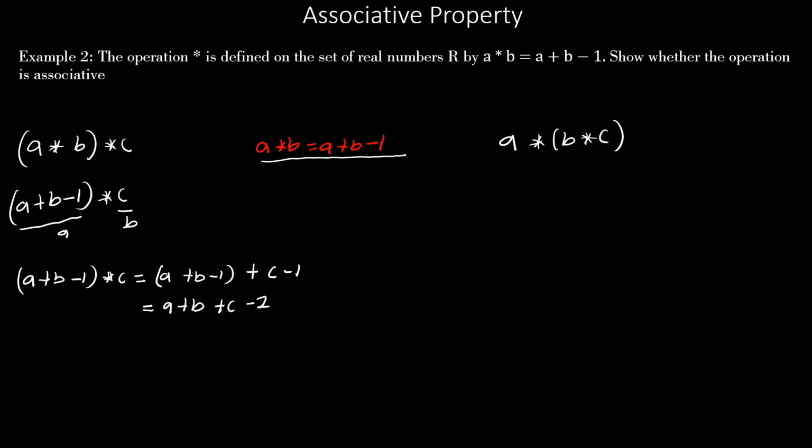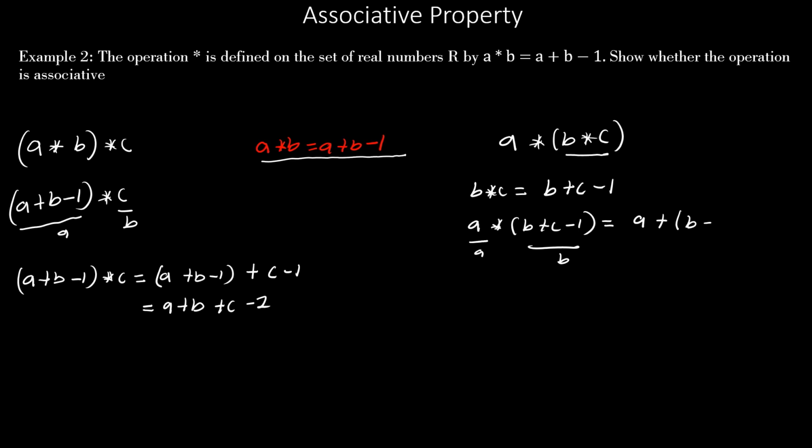So looking at the other part of the equation, we have A asterisk (B asterisk C). So firstly we look at B asterisk C. Here we have B asterisk C equal to B plus C minus 1. So now we have to look at A asterisk (B plus C minus 1), and this will give us, this now is our A and this our B. So we now have A plus B plus C minus 1 minus 1. So we have the solution here to be A plus B plus C minus 2.